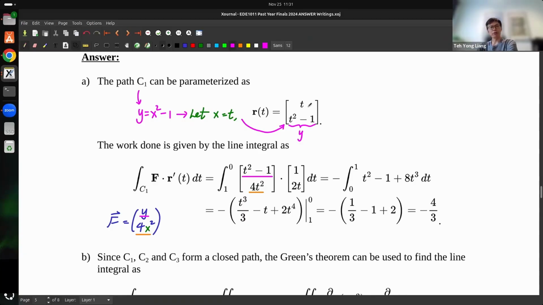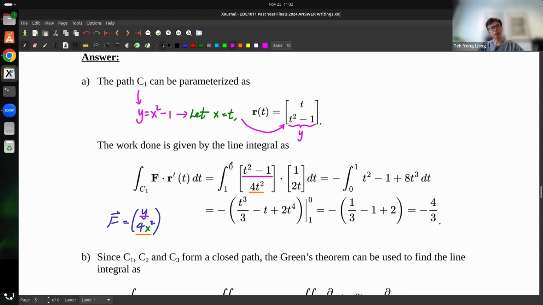So then r prime, just differentiate. Differentiate t with respect to t, get 1. Differentiate t squared minus 1 with respect to t, get 2t. Then you perform the dot product, and you get this. Then after that, integrate and sub in limits. I want to talk about the limits. You can see the limits are 1 to 0.